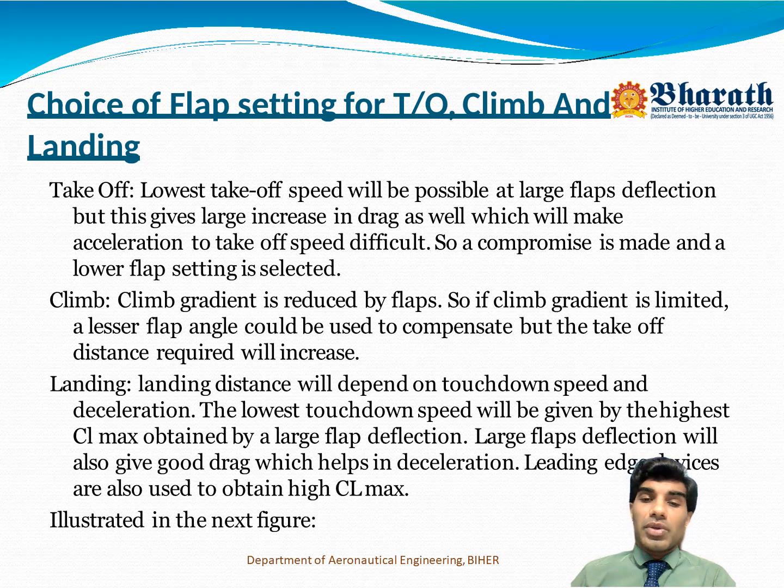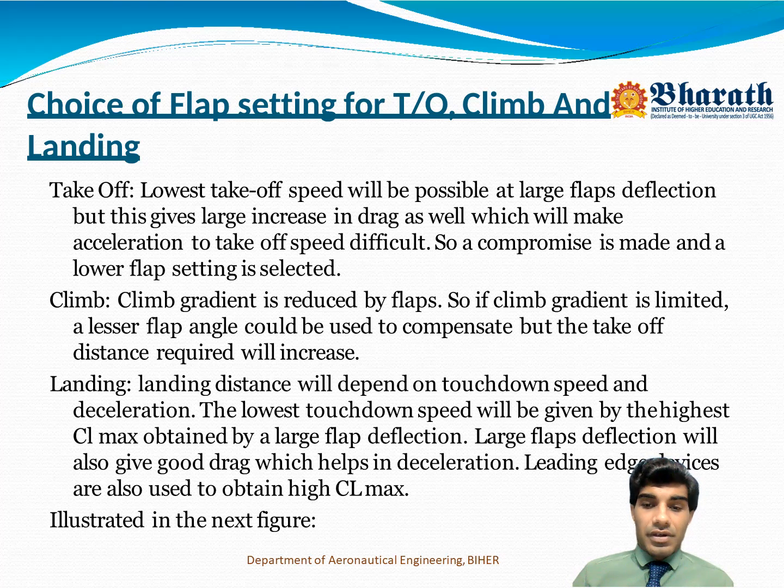So this kind of thing you can do. If the touchdown speed can be reduced, at the same time the highest CL value, meaning coefficient of lift maximum, can be obtained by deflecting large flaps. Large flap deflection will also give good drag, which helps in deceleration. We require more drag compared to lift at the time of landing. We want to reduce the value of the lift, and we also want to reduce the speed of the aircraft. Leading edge devices are also used to obtain CLmax, so they can use the leading edge devices.